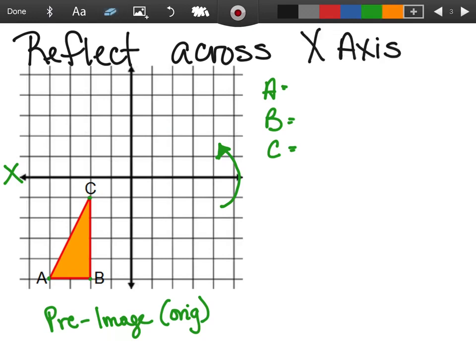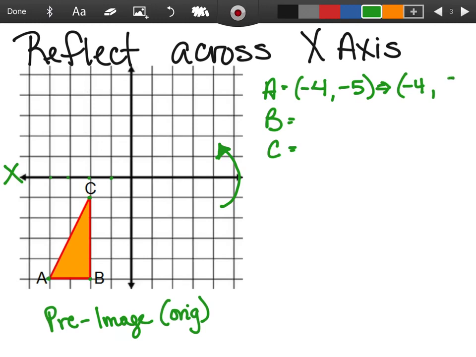Okay, so let's look at this. All right, my first point A is at 1, 2, 3, 4, so -4, and then I'm going down 1, 2, 3, 4, 5, -5. So that's my original point. Okay, because I'm going across the x-axis, the x stays the same, so my new point should be -4. And this time, all that happens is the y value switches signs.